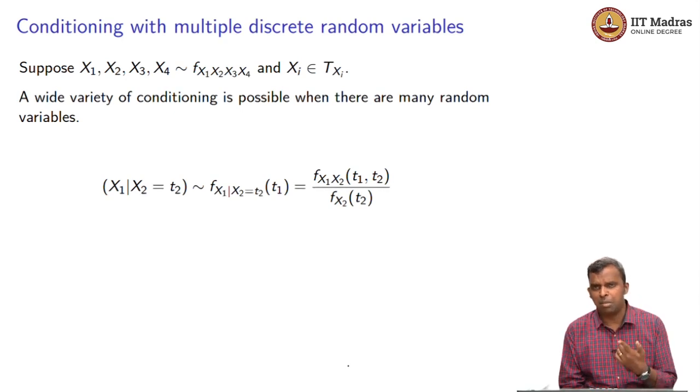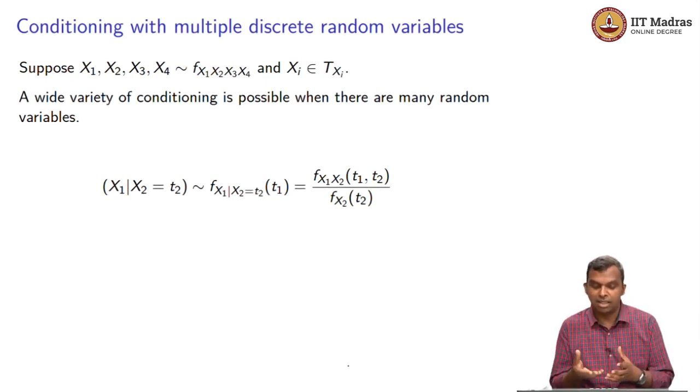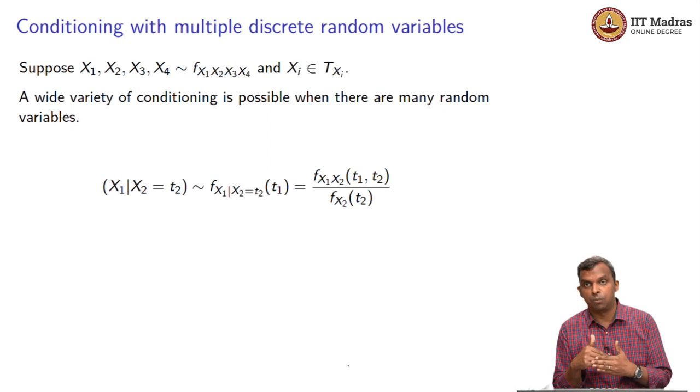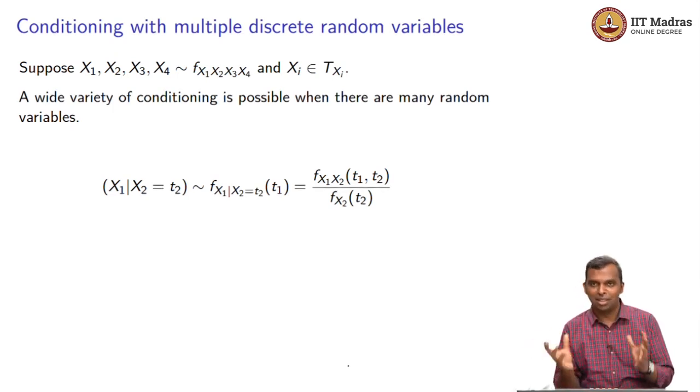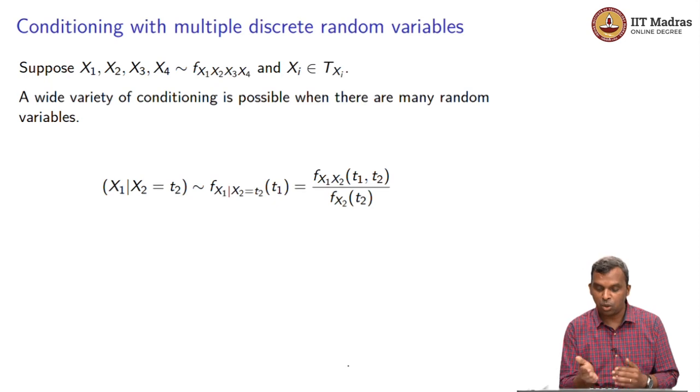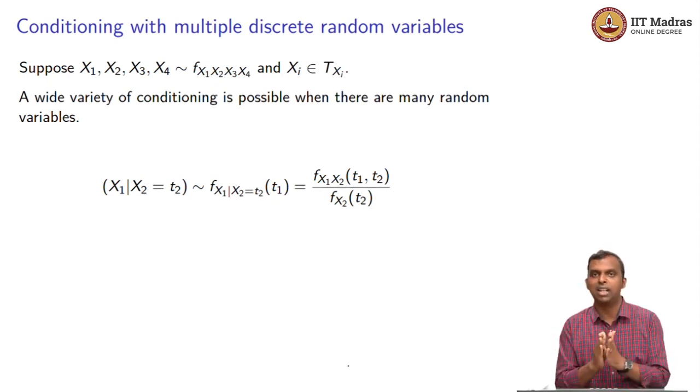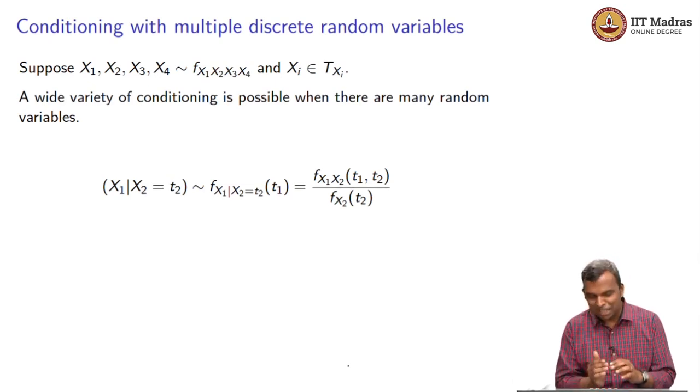That has a PMF which we write as f of x1 given x2 equals t2, evaluated at t1, right? And we know that this is just the joint divided by the marginal. Conditional equals joint by marginal. That's a very nice formula to remember. Joint equals conditional times marginal, that's also a nice formula to remember, but conditional equals joint by marginal is a very simple thing to remember. And notice how the joint came: you took x1, x2 and simply put it in the numerator.